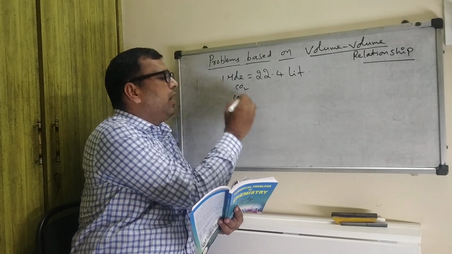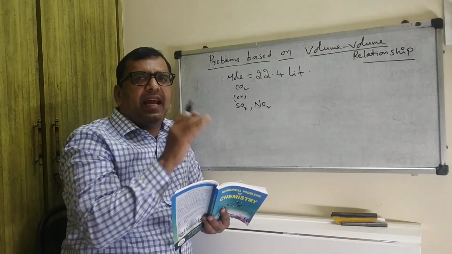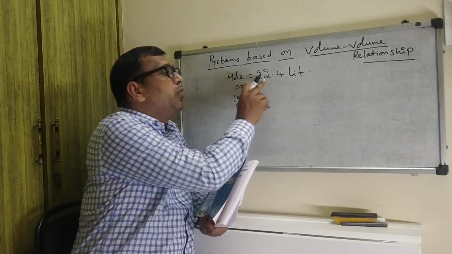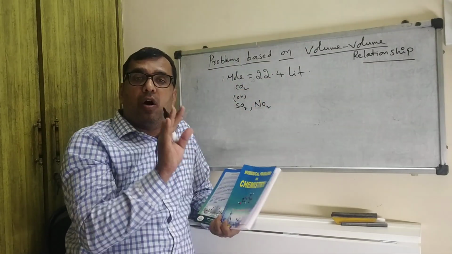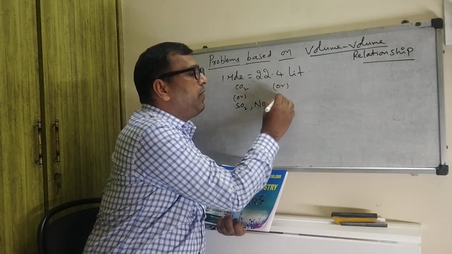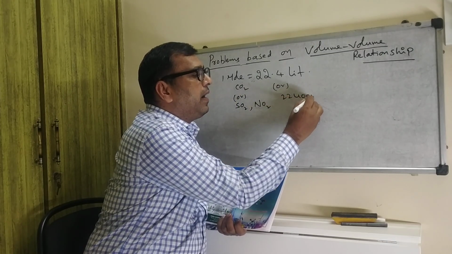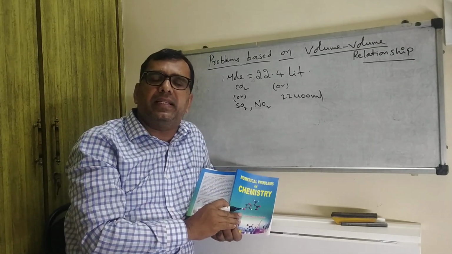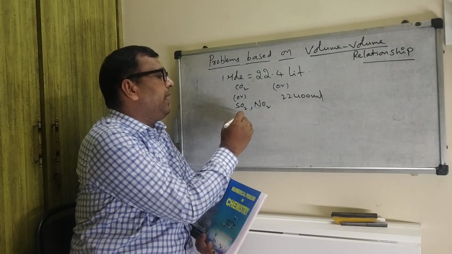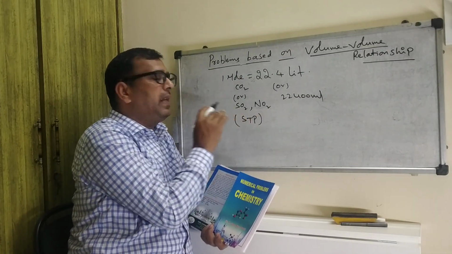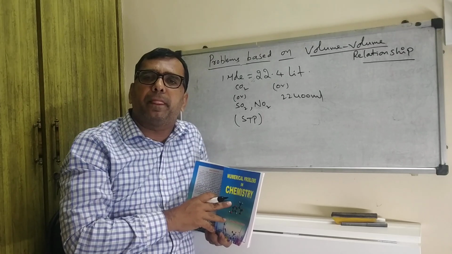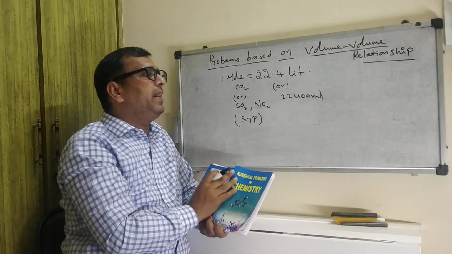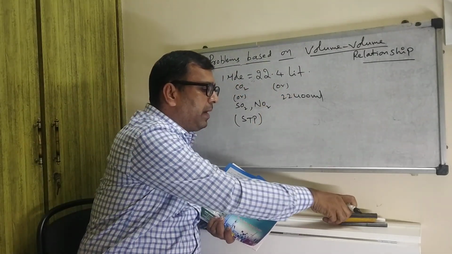gas or nitrogen dioxide gas, any gas, at standard temperature and pressure occupies 22.4 liters or 22,400 ml of volume. At STP, STP means standard temperature and pressure, any gas occupies 22.4 liters or 22,400 ml.